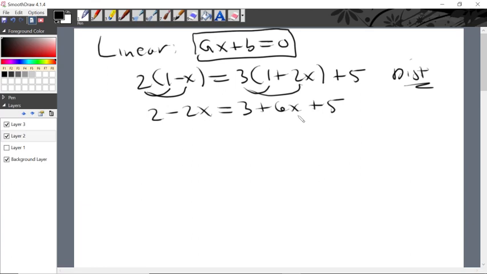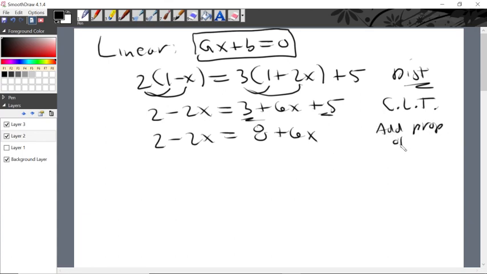Okay, and now we can combine like terms, I'd like to say. So I'm going to do combine like terms, okay, CLT. Right. On the left hand side, I'll leave a 2 minus 2x, but on the right hand side, a 3 plus 5 is 8, 8 plus 6x. Right. Now I'm going to use what is called the addition property of equality. Right. The addition property of equality.